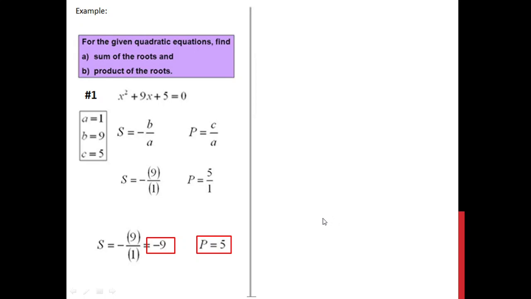Let's have another example. Calculate the sum and product of the roots given the equation 4x squared plus x minus 3. Again, step 1, get the value of a, b, and c. In this case, your a is 4, b is 1, and c is negative 3.